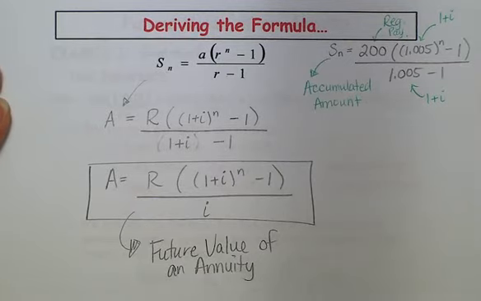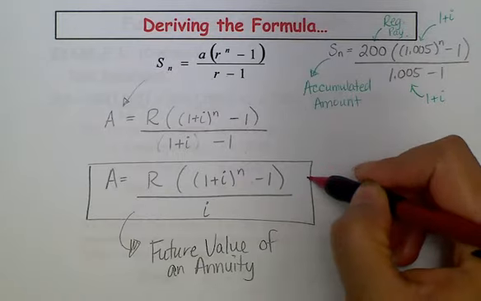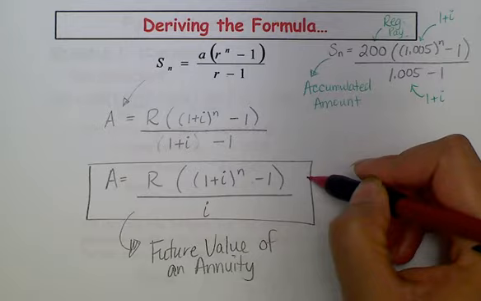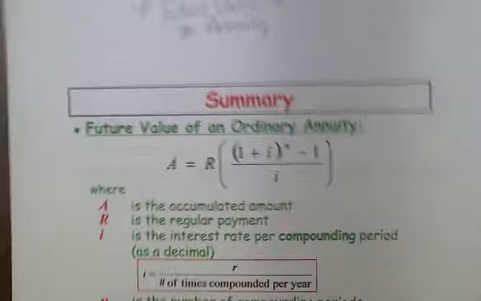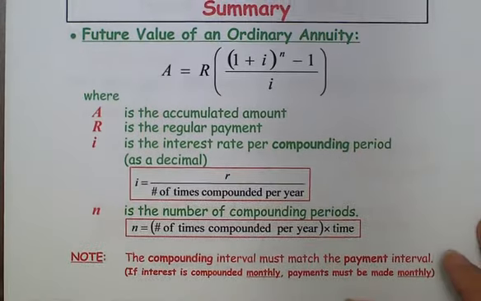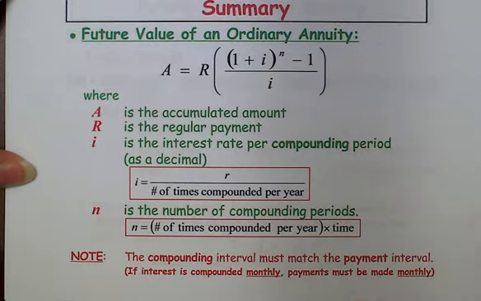Okay, so using the geometric series formula, we determined a formula for the future value of an annuity. So anytime you see a future value of an annuity problem, you don't have to go through the same process we just did deriving the formula. You are more than welcome to just use the formula that we have here now. Okay, so just to summarize, here is the future value of an ordinary annuity formula.